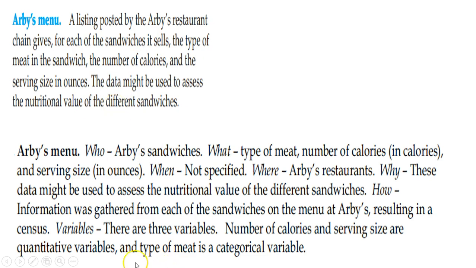Okay. The variables, all right. The variables seem to be the what. So they are the calories, the serving size, right, and the type of meat. Well, the type of meat, you can't really add that up. That's why that's categorical, but calories you can add and do stuff to. Serving sizes you can also do, so that's why those are quantitative.